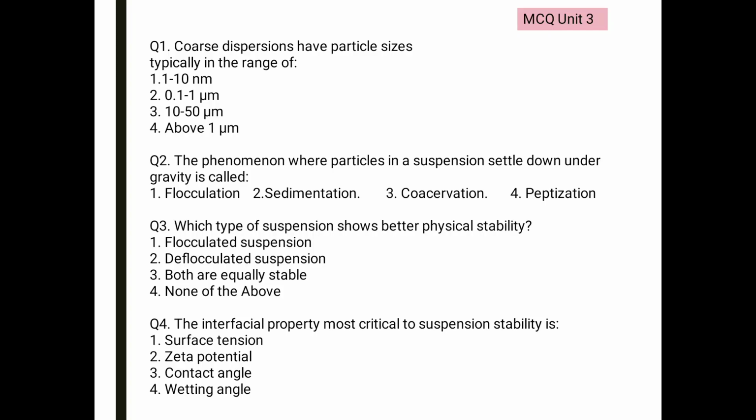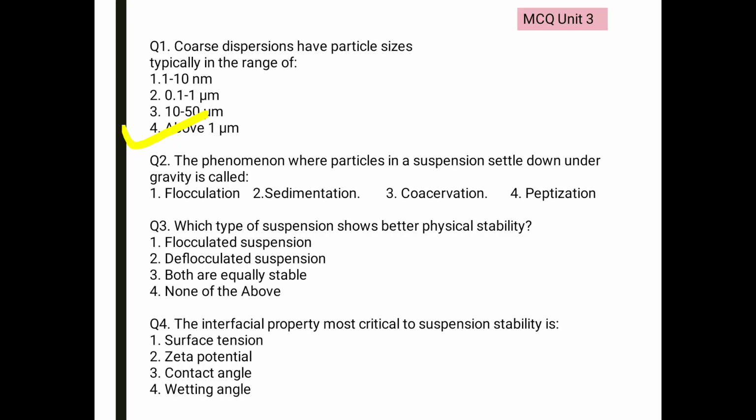So that is colloidal. Next, 0 to 1 micrometer. Third, 10 to 50 micrometers. And fourth, above 1 micrometer. So the fourth is the correct answer. Above 1 micrometer is the size range of coarse dispersion. Examples are suspension and emulsion, which can be seen by the naked eye. In a suspension, we can see the particles with the naked eye.